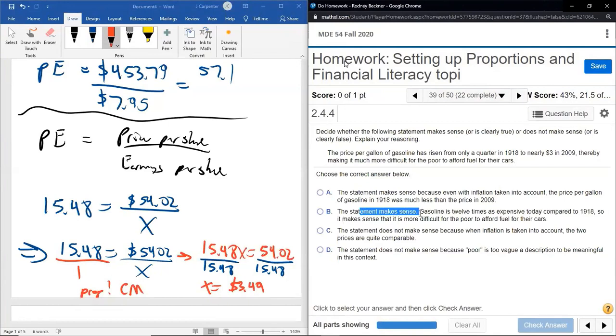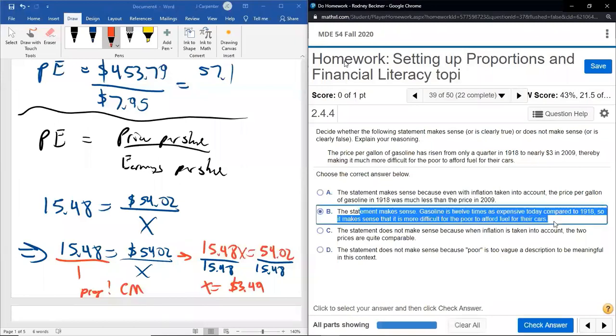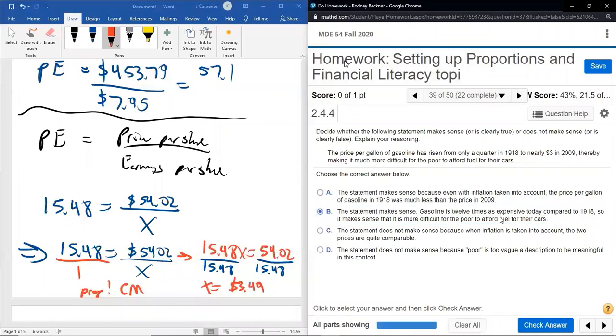The statement makes sense. Gasoline is 12 times as expensive today compared to 1918, so it makes sense that it is more difficult for the poor to afford fuel for their cars. Okay, that's 12 times, that is roughly right, 25 cents versus $3. But it's not accounting for inflation. See, answer A mentioned inflation, but this one didn't. So I don't know about B.